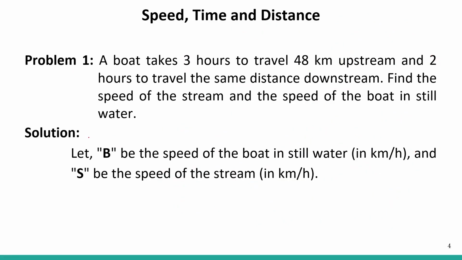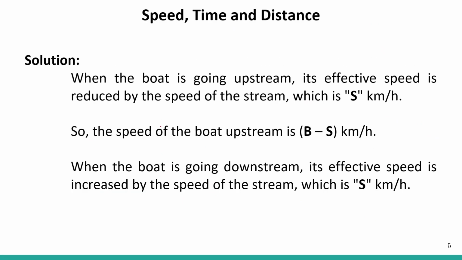So let's see the step-by-step solution. Let B be the speed of the boat in still water and S be the speed of the stream. When the boat is going upstream, its effective speed is negated, so speed of boat minus speed of stream. When the boat is going downstream, its effective speed is increased by the speed of the stream.